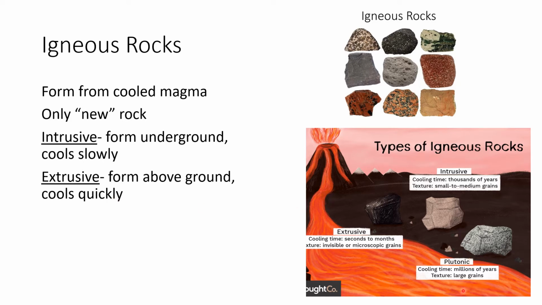There's also this category down here called plutonic igneous rocks, but we're not as concerned about those for this class. We're going to be talking about intrusive and extrusive. So up here in this picture, this is just to show you that there's a lot of different colors and textures that igneous rocks can come in.